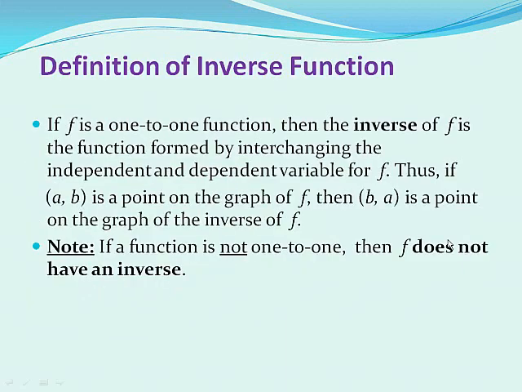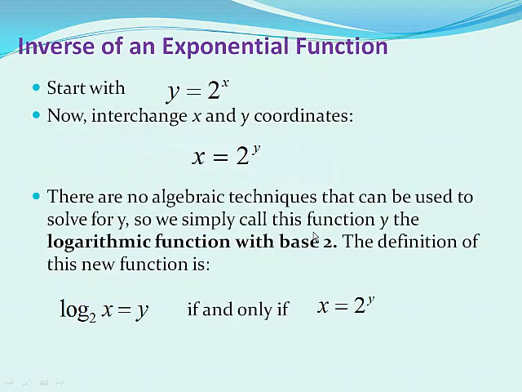Definition of inverse function. If f is a 1-to-1 function, then the inverse of f is the function formed by interchanging the independent and dependent variable for f. Thus, if (a, b) is a point on the graph of f, then (b, a) is a point on the graph of the inverse of f. Also notice that if a function is not 1 to 1, then f does not have an inverse.